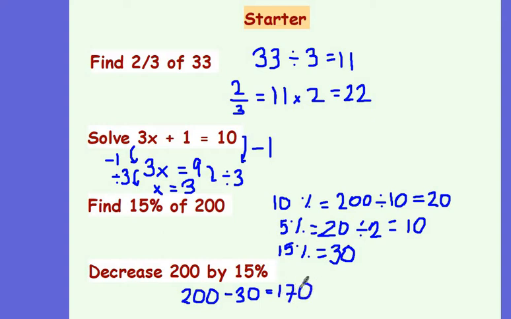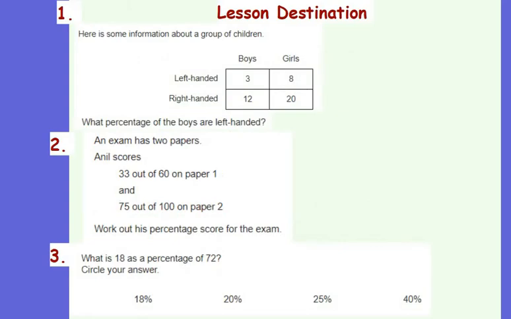Right, let's head into today's lesson. Here's our lesson destination of today. We're going to be looking at quantities as a percentage of another quantity. For example, I've got some information about a group of children and I'm asked what percentage of the boys are left-handed. So what percentage of all the boys are left-handed?